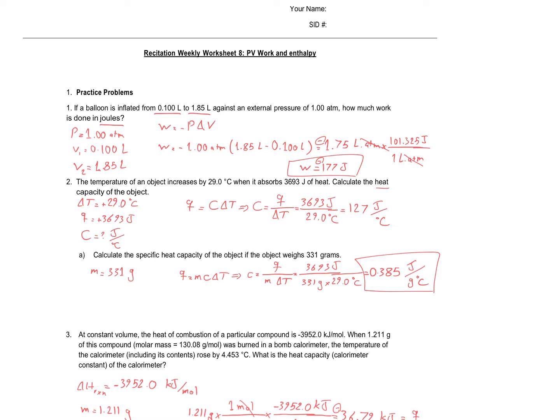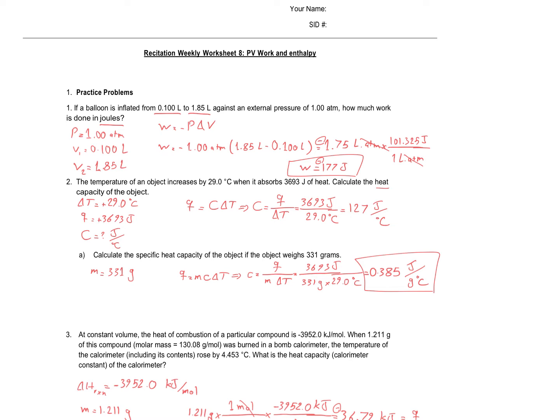And when it absorbs 3693 joules, so it absorbed the heat, so the heat is positive, right? So Q is positive 3693 joules.